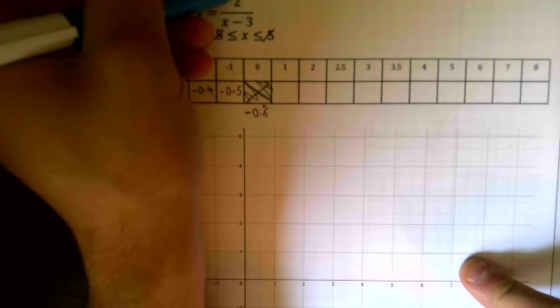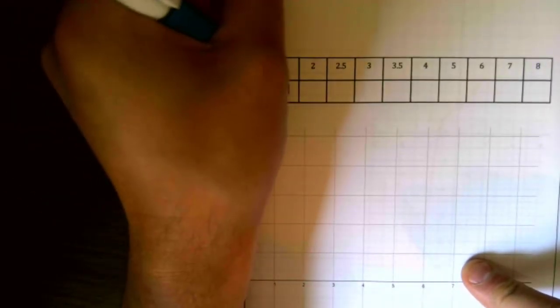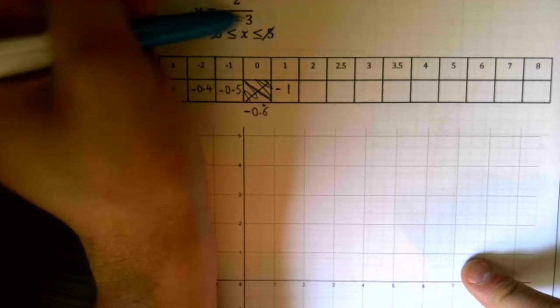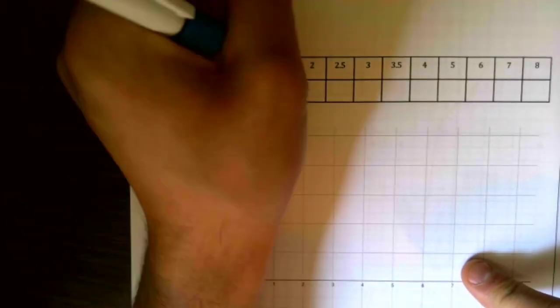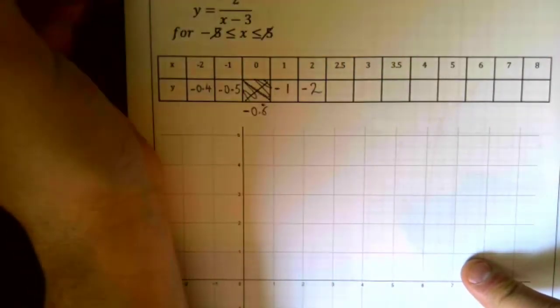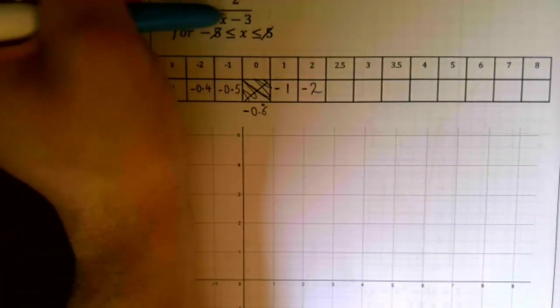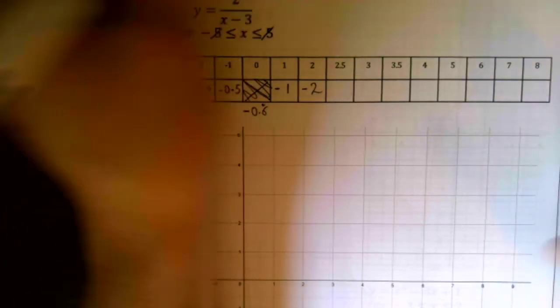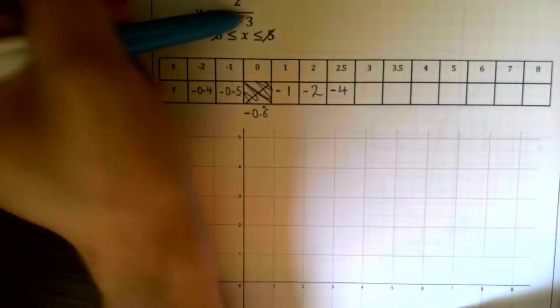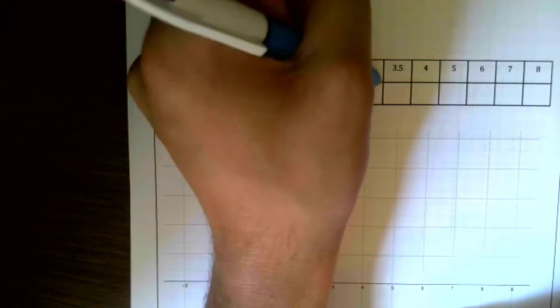1 take away 3 is -2. 2 over -2 is -1. 2 take away 3 is -1. 2 over -1 is -2. 2.5 take away 3 is -0.5. 2 over -0.5, that's going to be -4. 3 take away 3 is 0. 2 over 0 is infinite. This is the one that we can't do. Yeah, so the one where you get a 0 in your fraction, that's where it won't work.